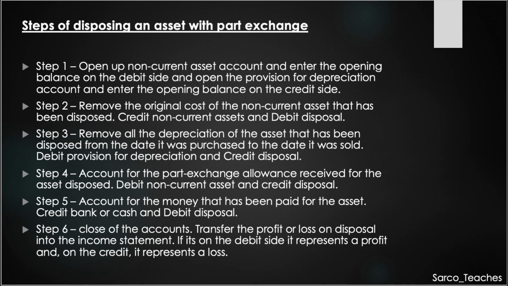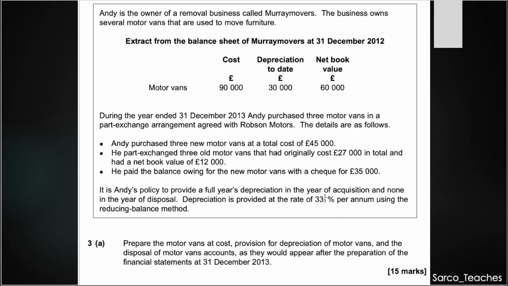Step 2 complete. Now on step 3. Remove all depreciation of the asset that has been disposed from the date it was purchased to the date it was sold. Debit provision for depreciation account and credit disposal account.